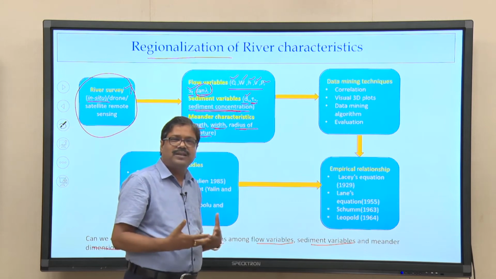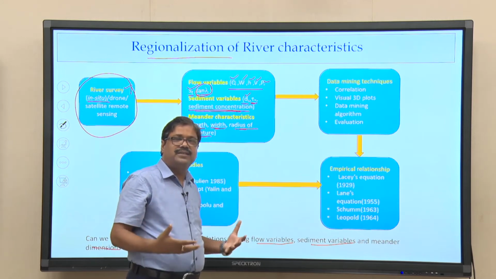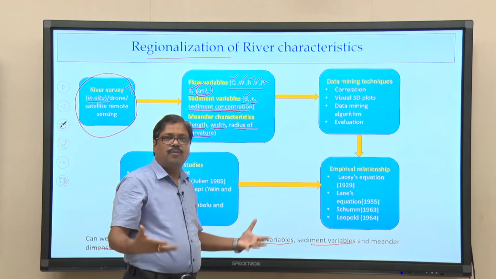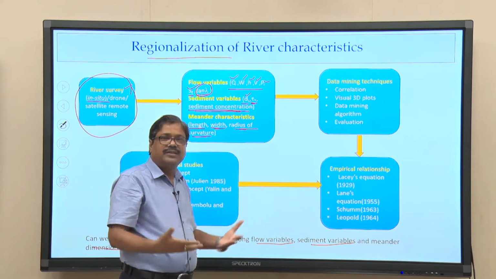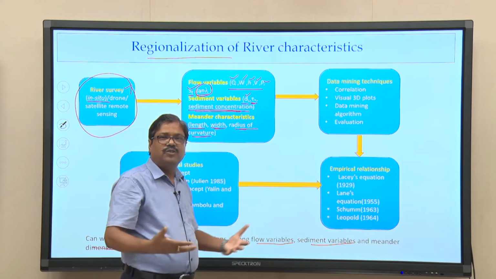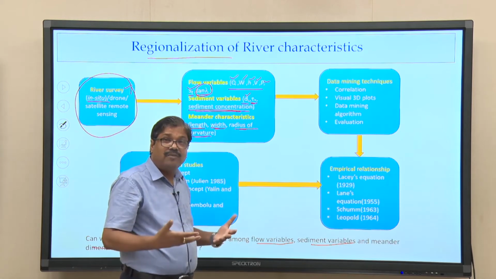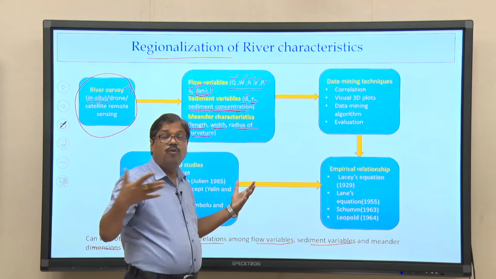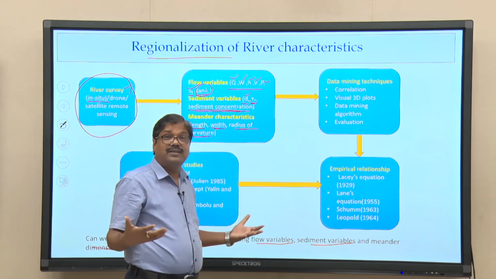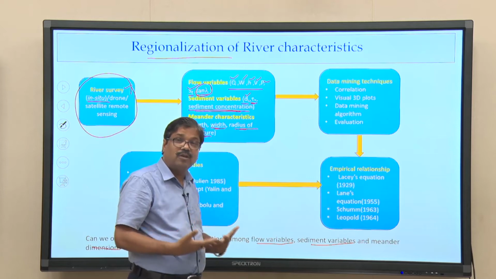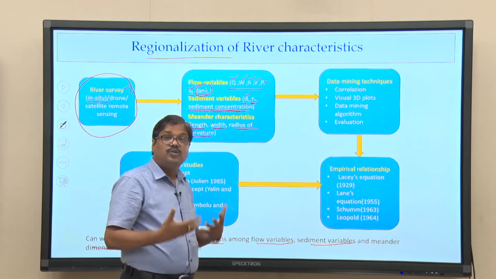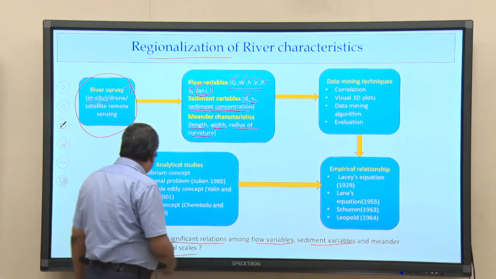If I talk about the regional scale, can you develop the relationship for the Ganga, Brahmaputra, Meghna systems? Can you develop the relationship for the peninsular rivers, or can you develop a relationship which can hold good at the global scales? So, all these bigger questions, a lot of research has been going on to find out whether they are regional.